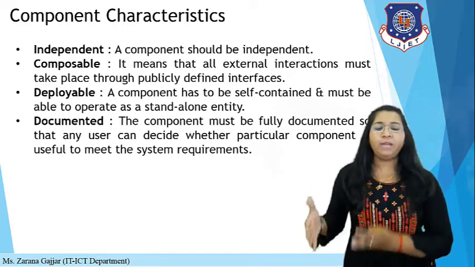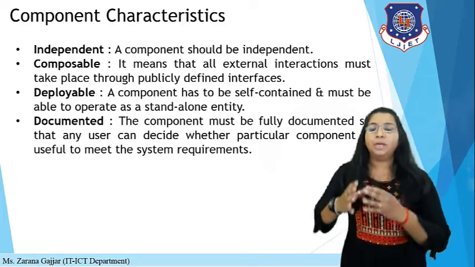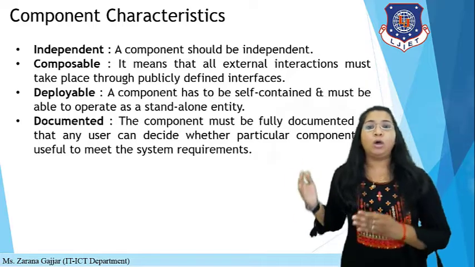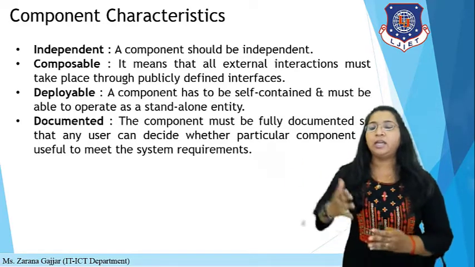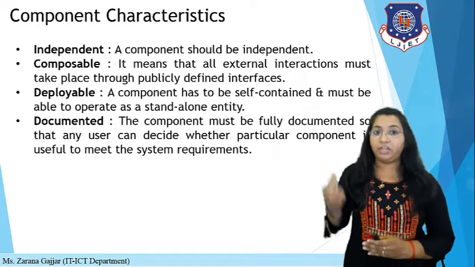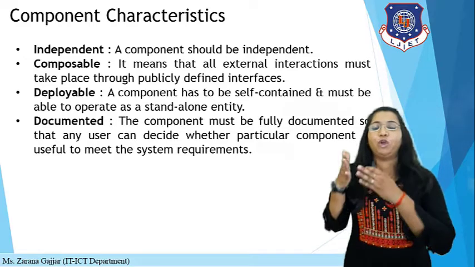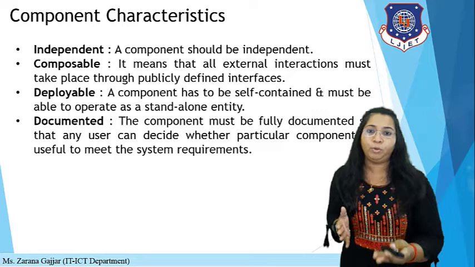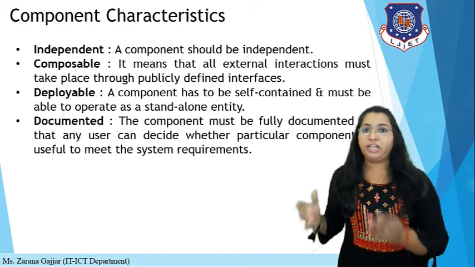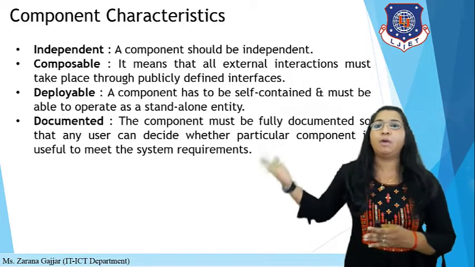Okay, so independent means, as we have already discussed, each and every software product has multiple components, and those components are individually developed. So a component should be independent. Then another characteristic is composable. It means that all external interaction must take place through publicly defined interfaces. So if one component is dependent on or integrated with another component, all the external interaction must take place through publicly defined interfaces. So that is about composable.